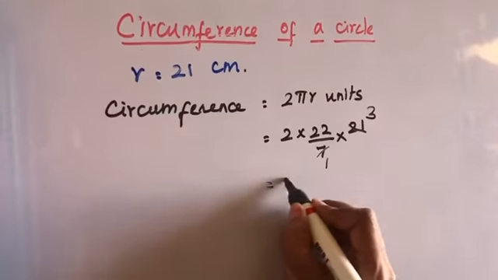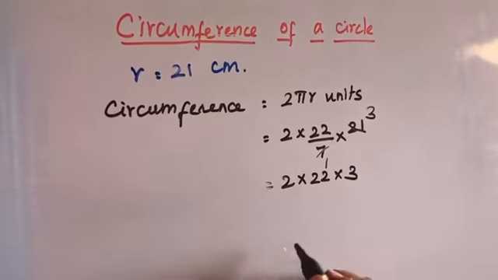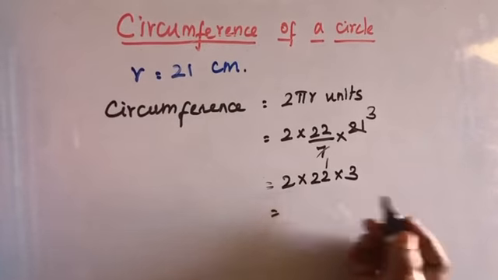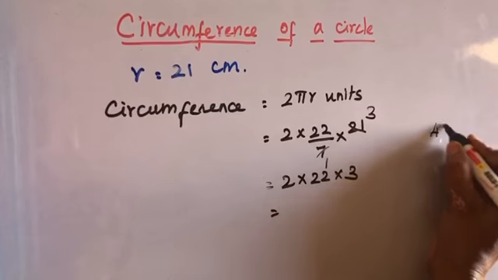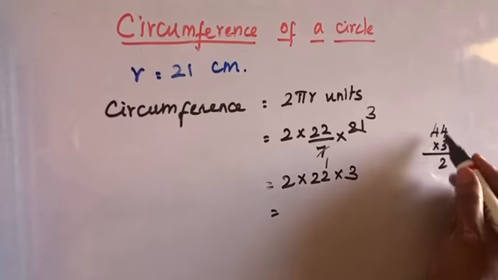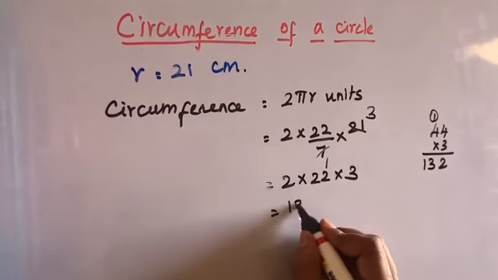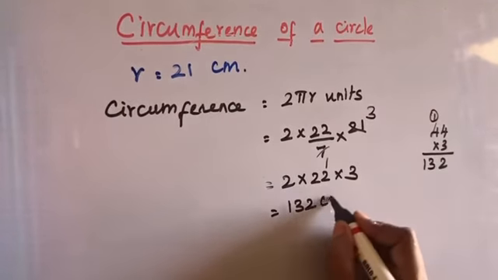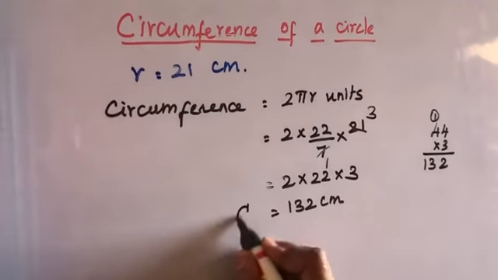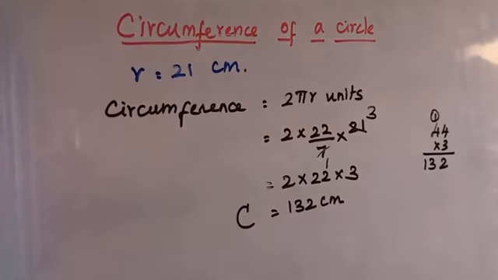So now you have to multiply 2 into 22 into 3. Shall we? So 2 into 22, 2 22s are 44, right? So 44 into 3. 4 3s are 12, remaining 1. 4 3s are 12 plus 1, 13. So 132 centimeter. It is just units. So the circumference of the circle C is equal to 132 centimeter if the radius is 21 centimeter.